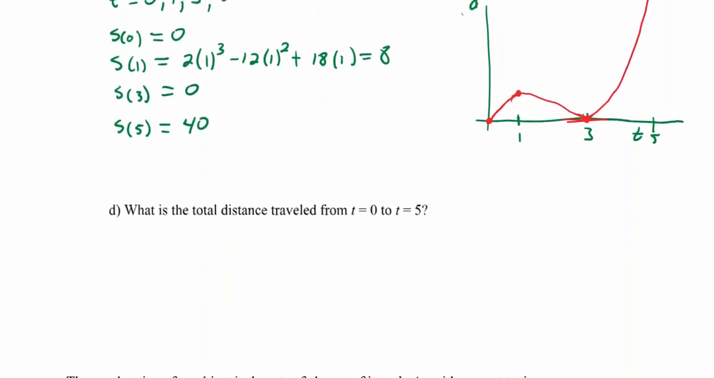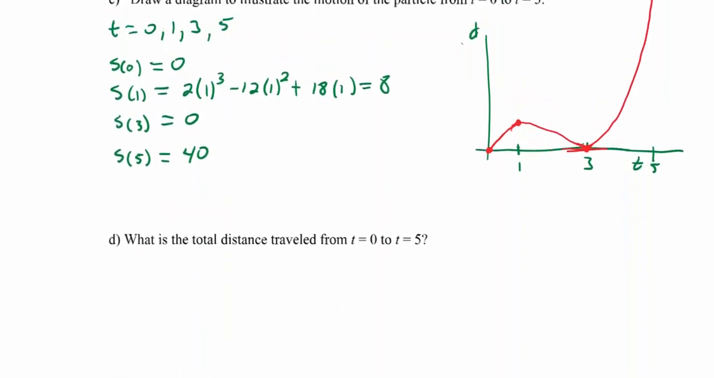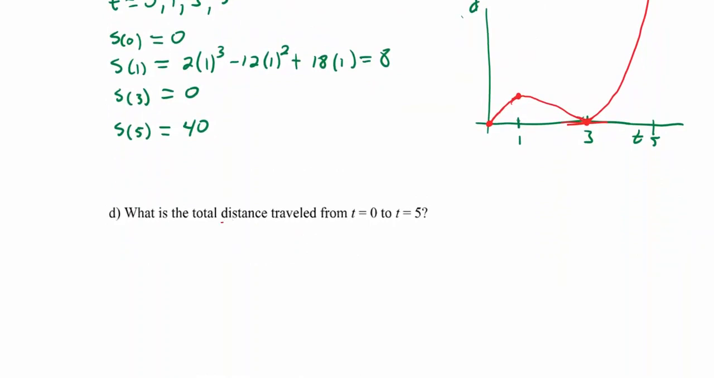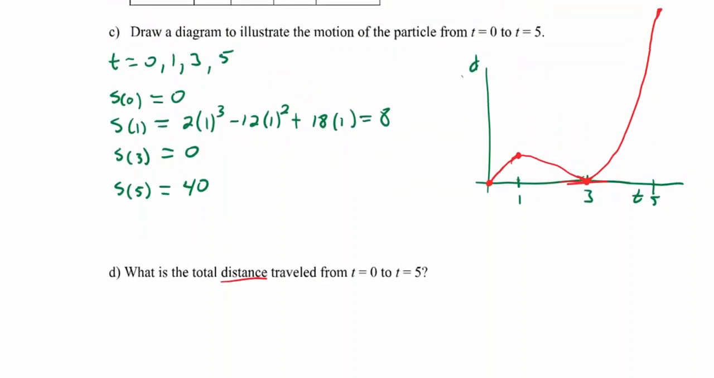Okay. What is the total distance traveled from 0 to 5 seconds? Okay, so now notice the keyword distance. All right, distance means that we don't care about the direction, right? So this one, especially now that we have the graph made, is pretty straightforward. All we've got to do here is just go, well, it's 8 up and down, right? You went 8 from there to there.